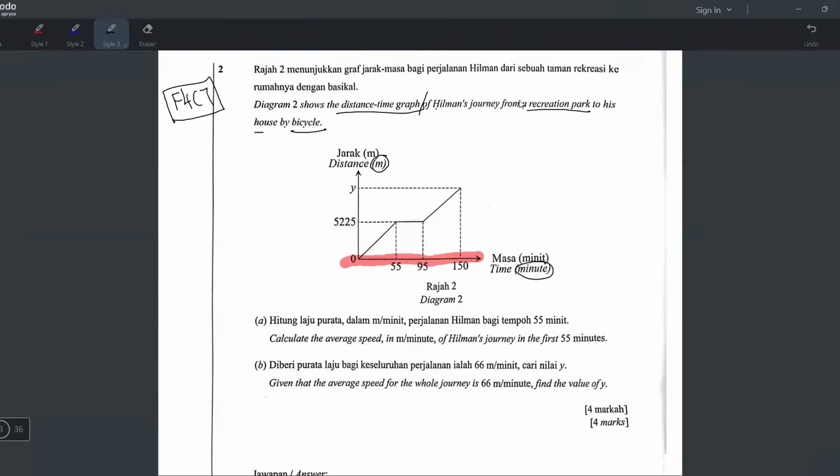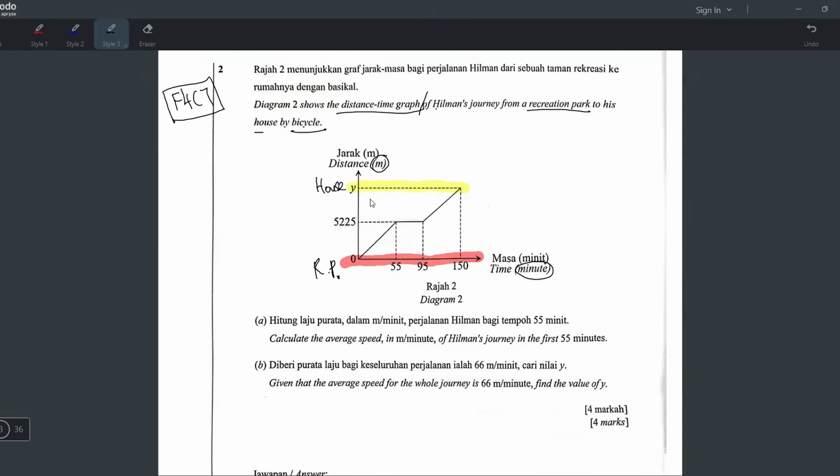So you can highlight this, it's from recreation park, and then to his house by bicycle. So where is his house? I'm assuming it's here, the final one, right? Here I think maybe he just stopped halfway to rest or something. So it's reasonable to think that the house is here. It can't be the house here, right? Because if we say the house is here, then what is this? So I think it's like that.